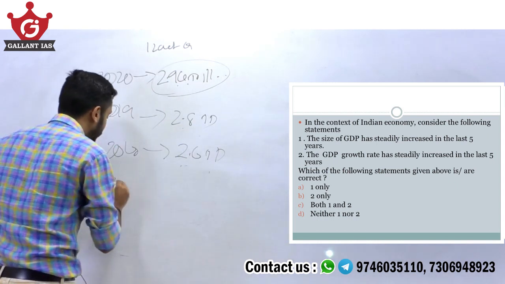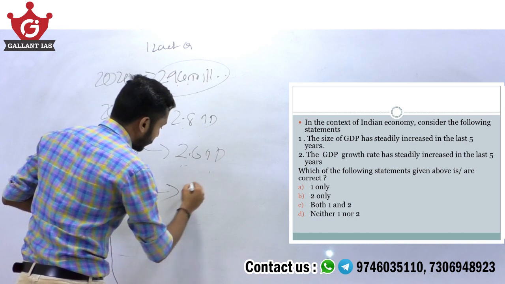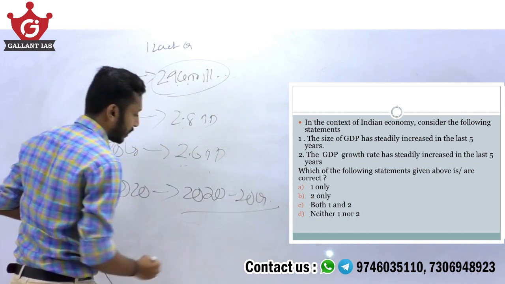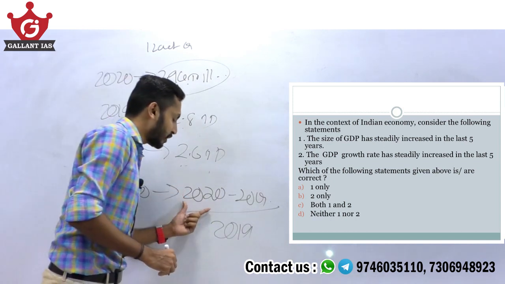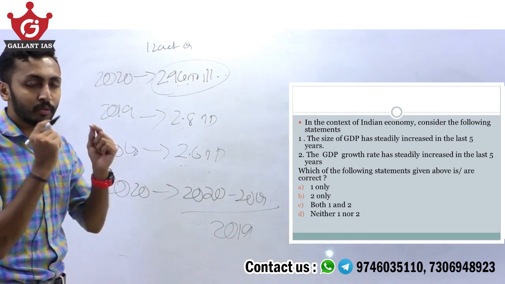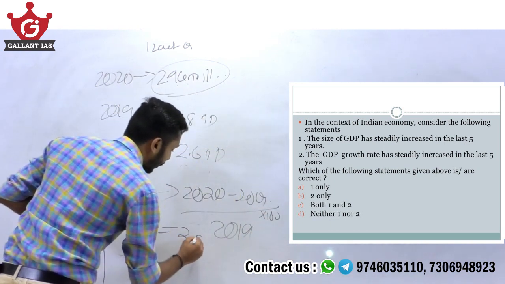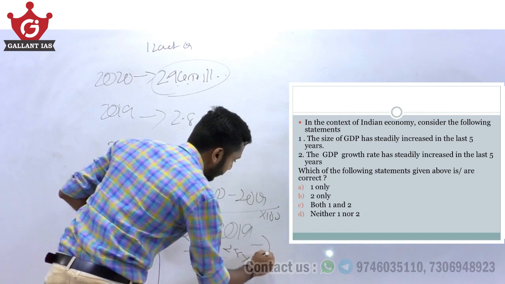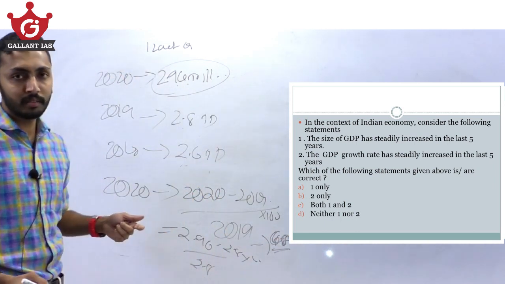That is, if you calculate the GDP growth rate of 2020, how we calculate: the size of GDP at 2020 minus size of GDP at 2019, divided by size of GDP at 2019. That is GDP size of current year minus GDP size of previous year divided by GDP size of previous year, into 100. That is the equation to calculate growth. And this means 2.96 minus 2.8 divided by 2.8 trillion into 100. That is 4.8 last year.